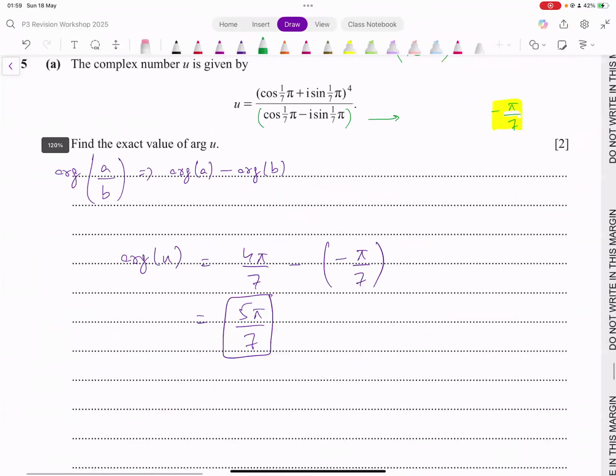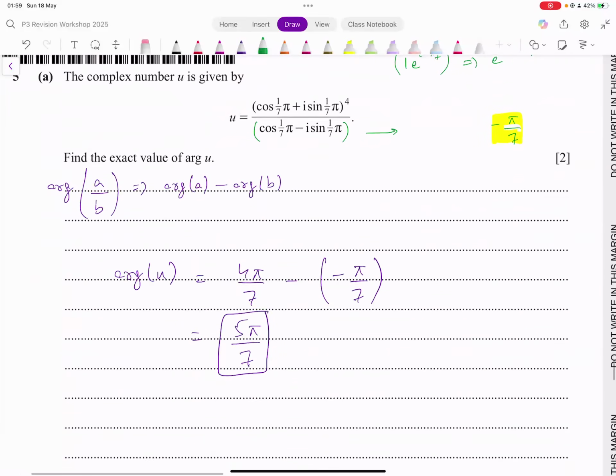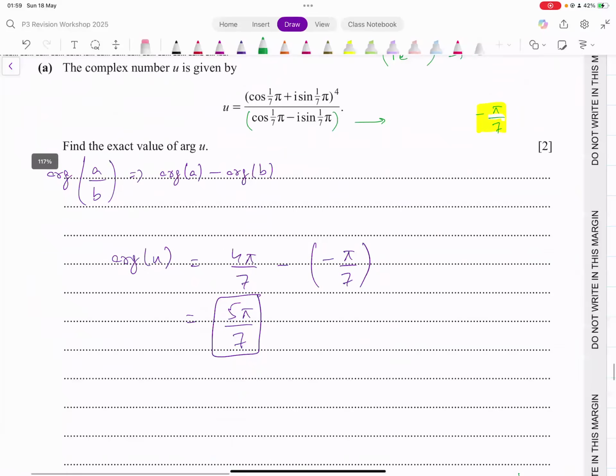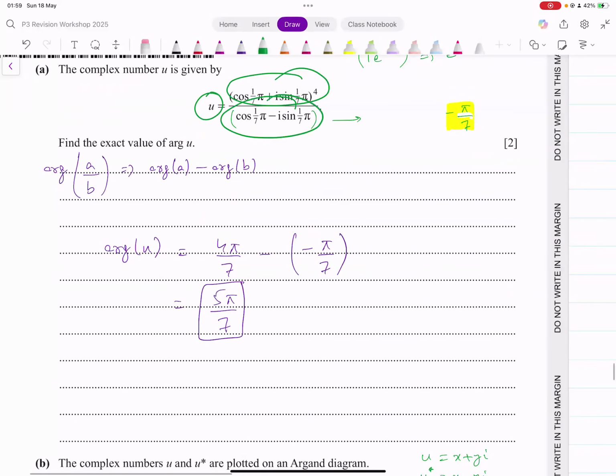And this is another example: cos of pi over 7 plus i sine of pi over 7 whole raised to power 4, divided by this. We need to find the exact value of the argument of this complex number. Two complex numbers are divided. When two complex numbers are divided, what happens to their arguments? Their arguments are subtracted, right?